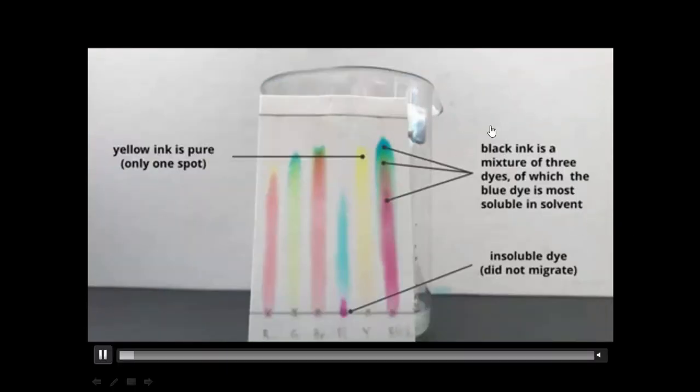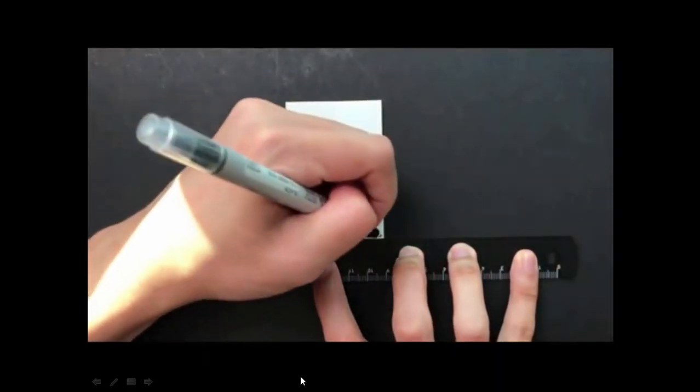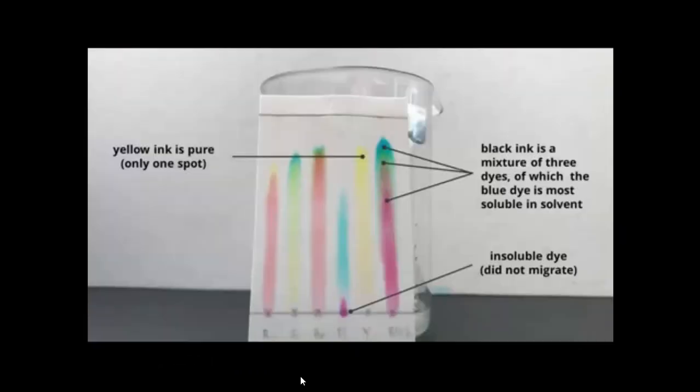Here we see that the black ink had a mixture of the blue and the red dye. So they had the dyes here. Your yellow was a pure dye. So let's go back down.